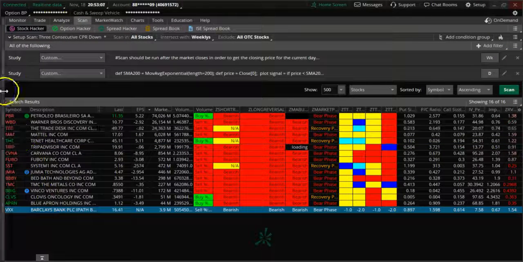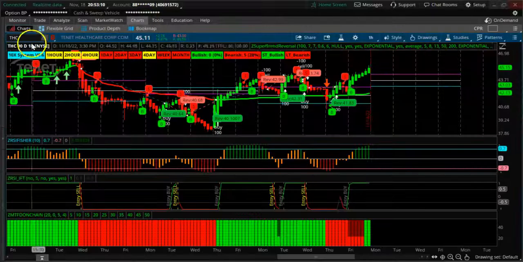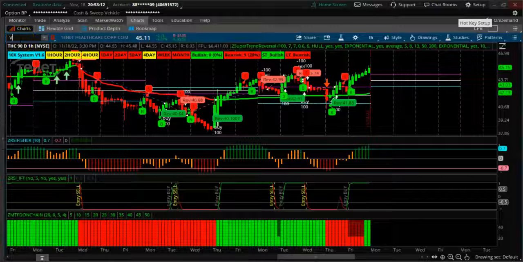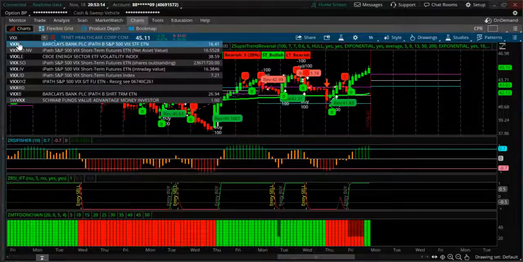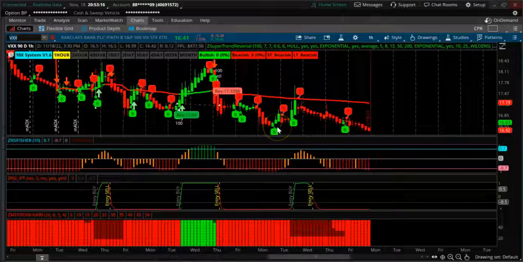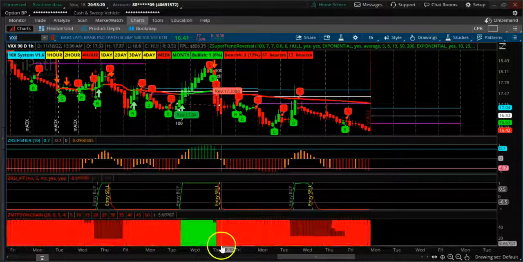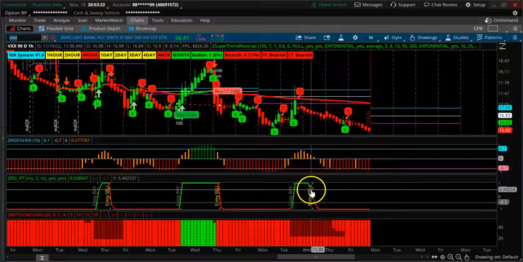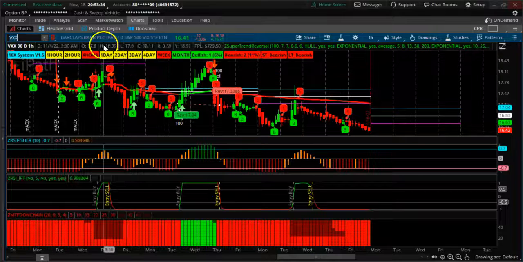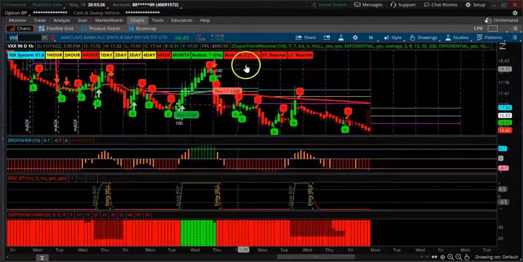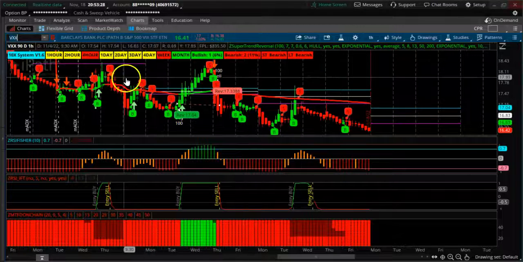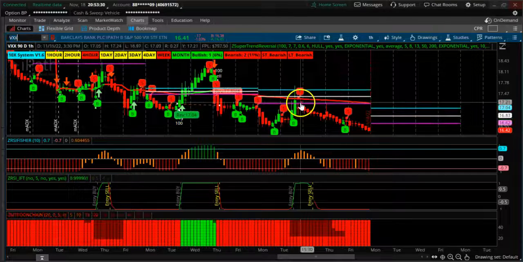Next last one is VXX. So you can see 3 CPR down, all negative, sell signal here. Long-term bearish, short-term bearish, so everything is to the downside. Okay.